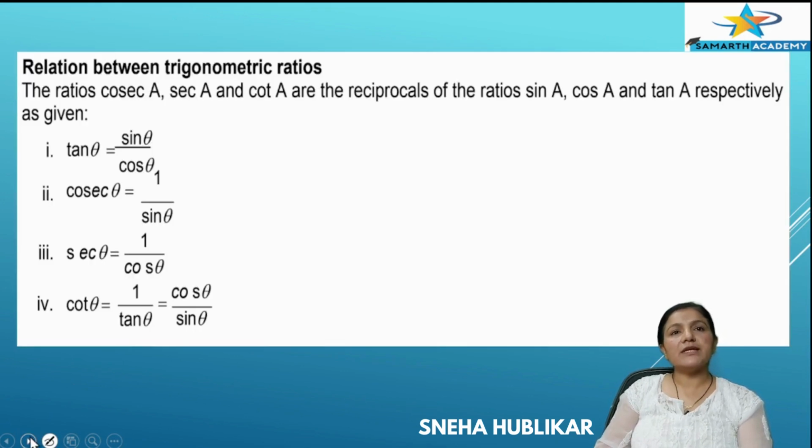We should also know the relation between trigonometric ratios so that if you find one ratio, it will be easy for you to find the other ratios. Sine and cosec are reciprocals, cos and sec are reciprocals, tan and cot are reciprocals. Also the relation tan is equal to sine by cos and cot is equal to cos by sine.